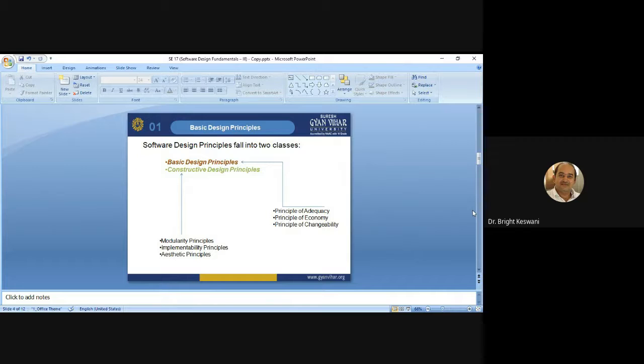A system maintainable over time must be changeable. Remember this thing. And these considerations give rise to the three basic design principles, that is, the principle of adequacy, the principle of economy, and the principle of changeability. Let us discuss the principle of adequacy.